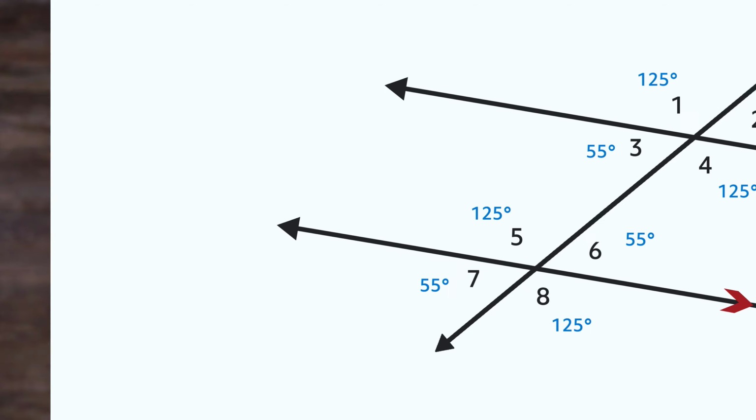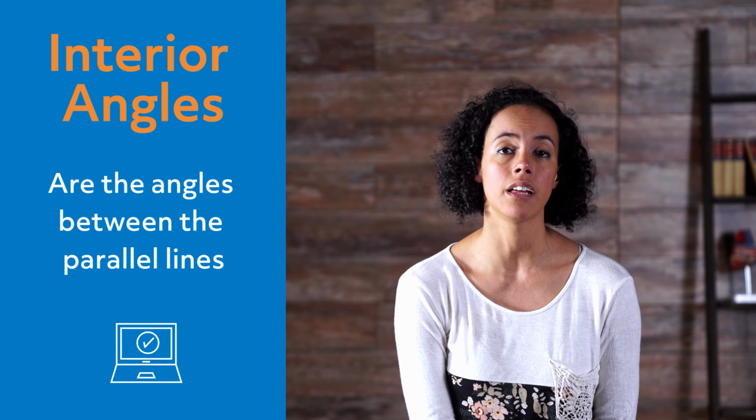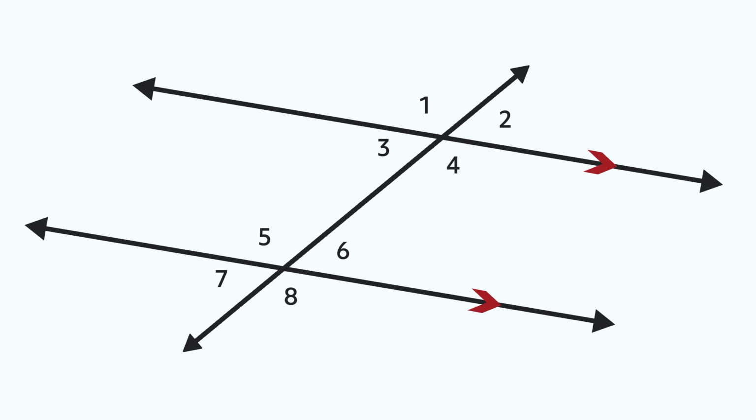That's all we need to know to find our angles, but there is some more location-based vocabulary we need to be aware of with these types of problems. Interior angles are the angles between the parallel lines. In this case, that's angles 3, 4, 5, and 6. The exterior angles are the ones that, you guessed it, are not between the parallel lines. So angles 1, 2, 7, and 8 are exterior angles.